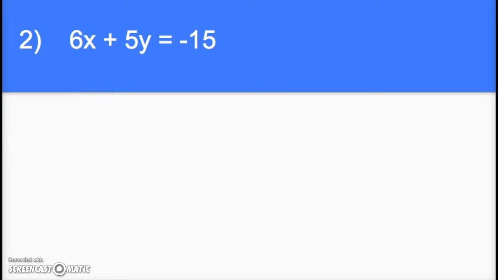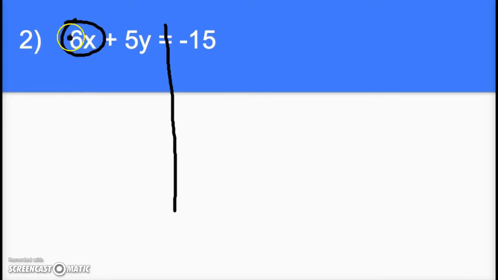We have 6x plus 5y equals negative 15. Go ahead and put that line there. And I'll just follow the only two steps that I have. First step is to move the x to the other side. Well, in this one, I have 6x. That's what I want to get rid of.